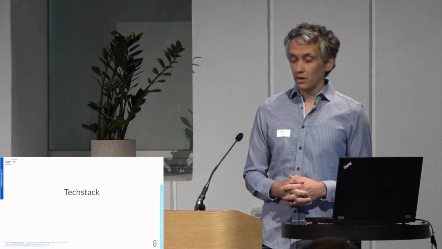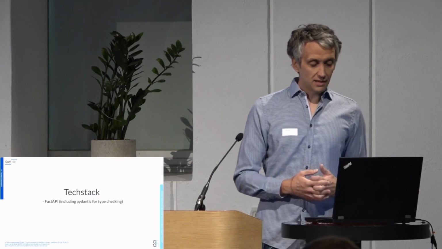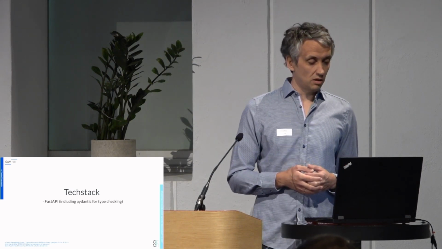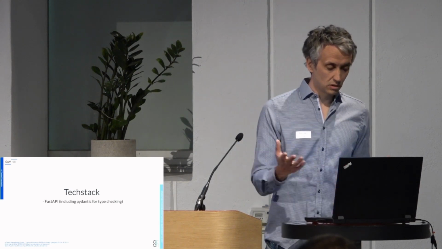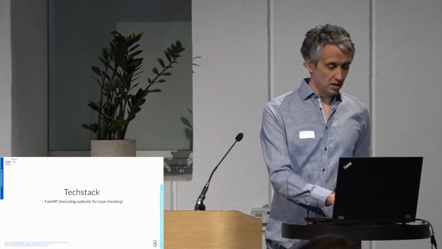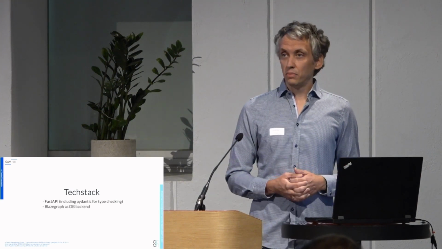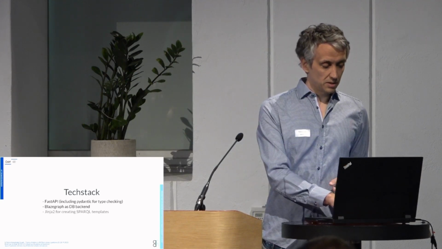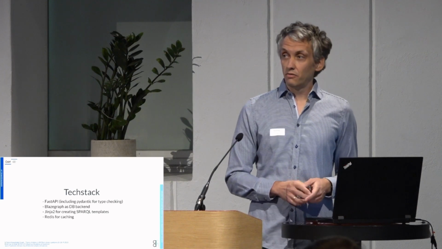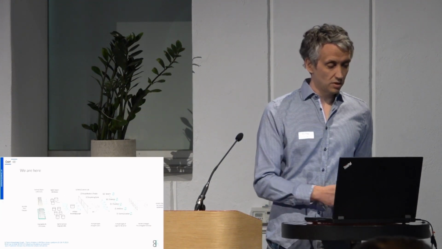The tech stack for the backend that we are presenting now is a FastAPI that provides the REST endpoints for retrieving the data, including Pydantic for type checking, so that we are providing type-safe data. Then BlazeGraph, which is a triplestore as the database backend, Ginger for creating SPARQL queries, and Redis for caching the queries so that the queries are resolved faster.